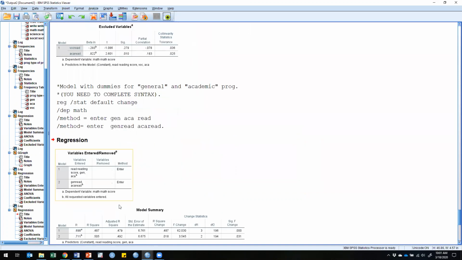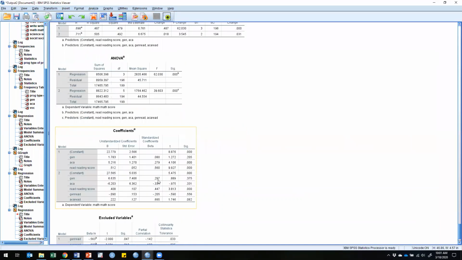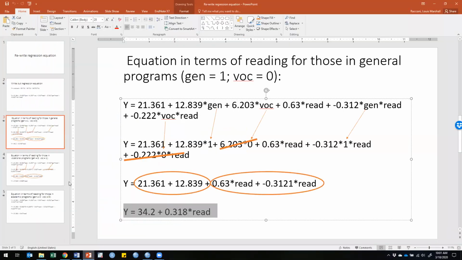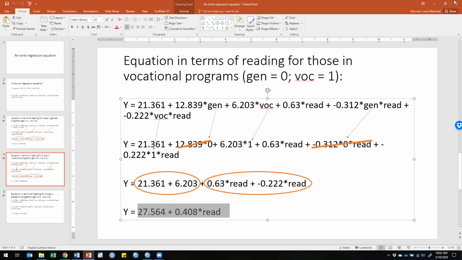We could do the same thing here. We're looking at the vocational track. Notice the F change value is still the same. Both of these F tests are still the same. The difference is the change in the intercept here, and then the change in the simple slope for reading. Here we have our simple slope equation for those in the vocational track: 27.56 plus 0.408 times reading. That's what we should have had here in our formula as well, within rounding, of course.